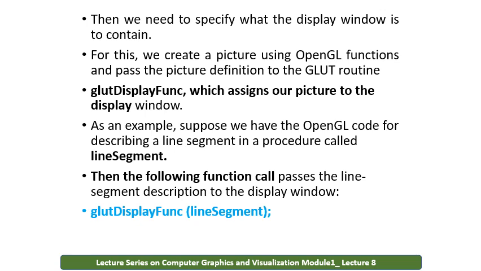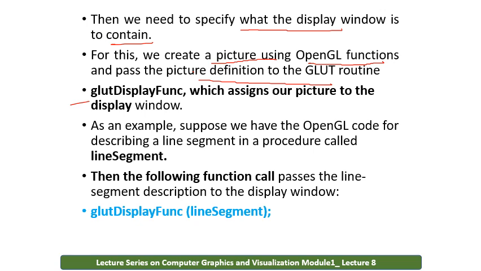Then we need to specify what the display window is to contain. For this, we create a picture using OpenGL functions and pass the picture definition to the GLUT routine. So this is the third step, when we create a picture. Whatever picture we are creating using OpenGL functions, that picture definition will be sent to the display window. That can be handled with a GLUT routine.